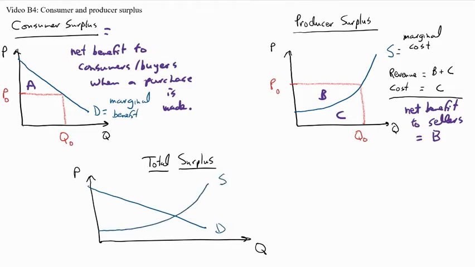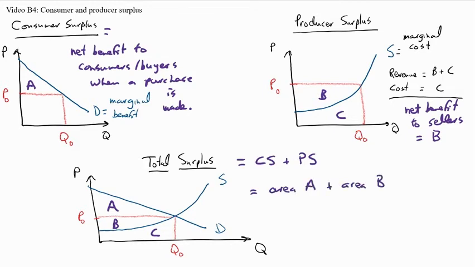Supply, I'm going to start with a price P0 that would result from a competitive market, and the quantity Q0 that would result from that competitive market. And now let me introduce those areas that we talked about before. A, which was the consumer surplus, B, which was the producer surplus, and C, which was the costs to the producers. Total surplus now is just consumer surplus plus producer surplus, and that's going to be equal to area A plus area B.